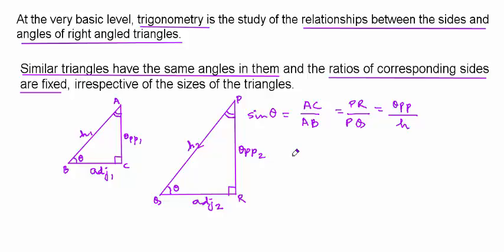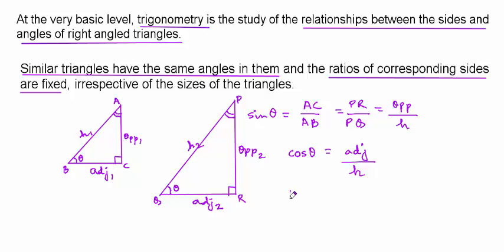In the same way, we have a cosine function called cosine theta, and that is equal to the adjacent over the hypotenuse. For the smaller triangle, it's going to be this length over this length. For the larger triangle, it's going to be this length over this length, and essentially this over this is equal to this over this as long as you keep the same theta on both triangles.